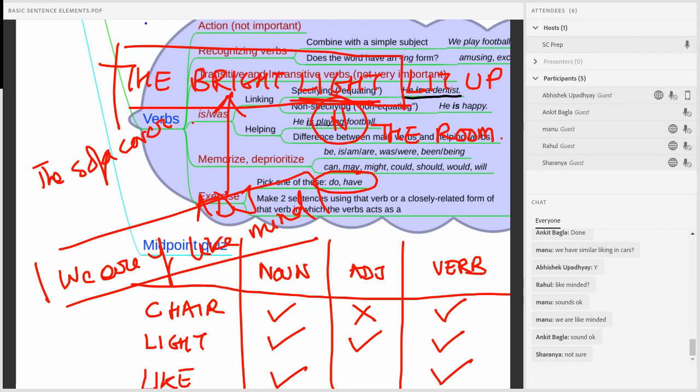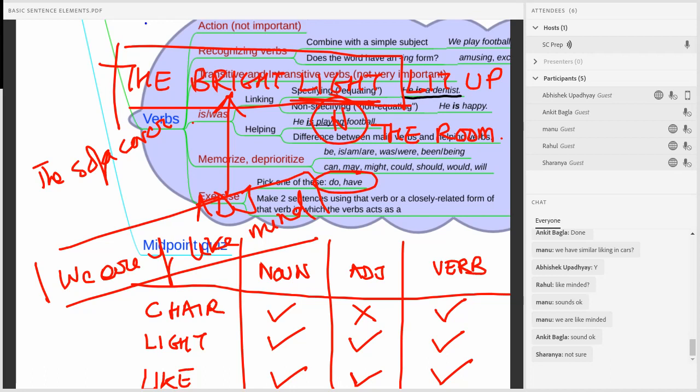Not sure. Fair enough. So when you say we are of like mind, what you mean is we have the same opinion, or basically we are like-minded. Basically, we are thinking in the same direction. We are agreed. That's what we are of like mind means. So this is of course super uncommon, so it's very hard to spot. But yeah, like can be an adjective as well.